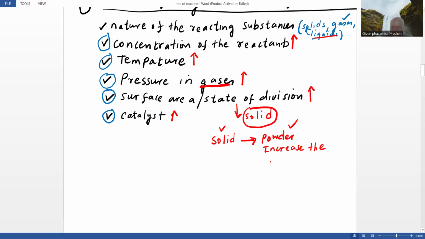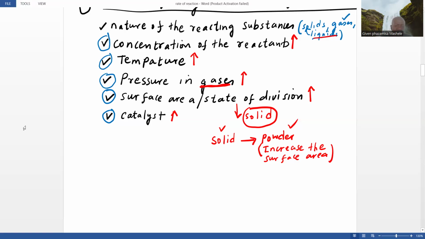So sometimes it's very important to be able to look at your reactants and check their state of phase, whether they're gases, liquids, or solids. You only talk about the surface area when a substance is in solid or powder form. But a substance that is in powder form means you have already increased its surface area.